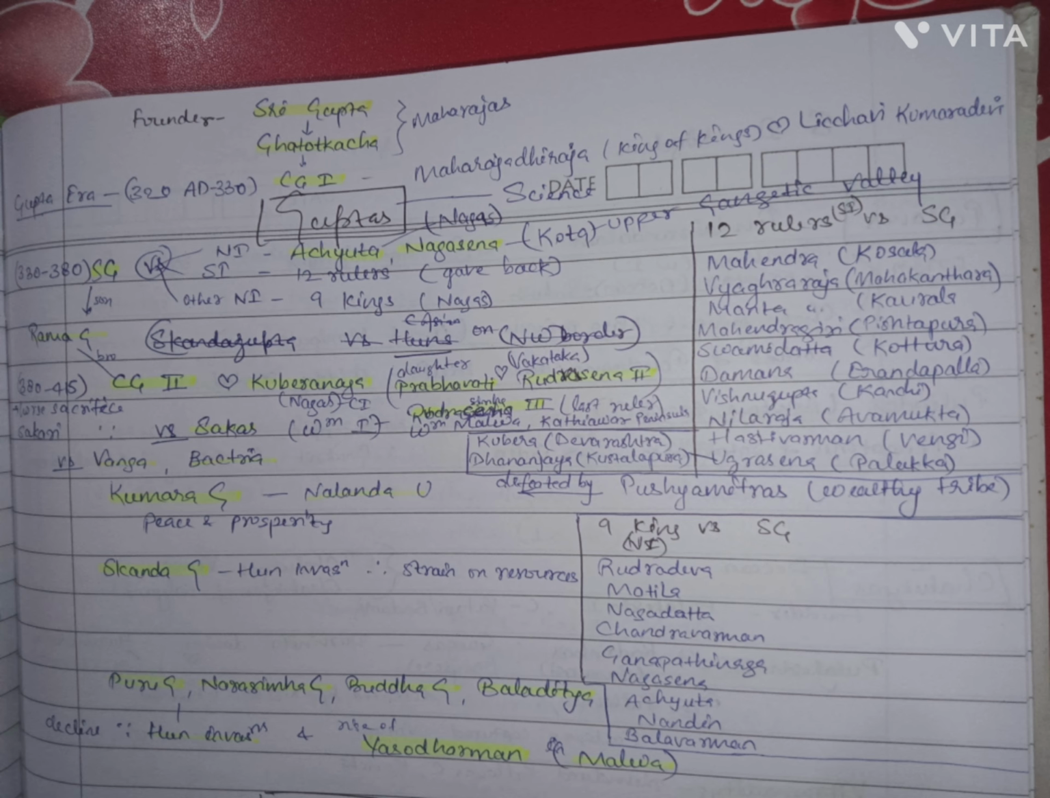The other rulers were Rudradeva, Matila, Nagadatta, Chandravarman, Ganapatinaga, Nagasena, Achyuta, Nandin, Balavarman. Most of these rulers were members of the Naga family, then ruling over different parts of North India.